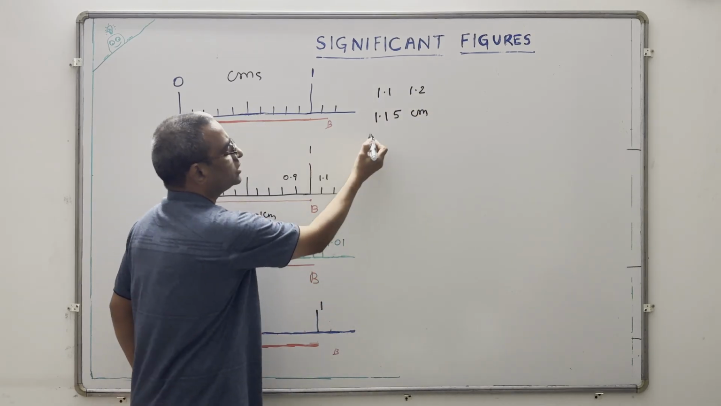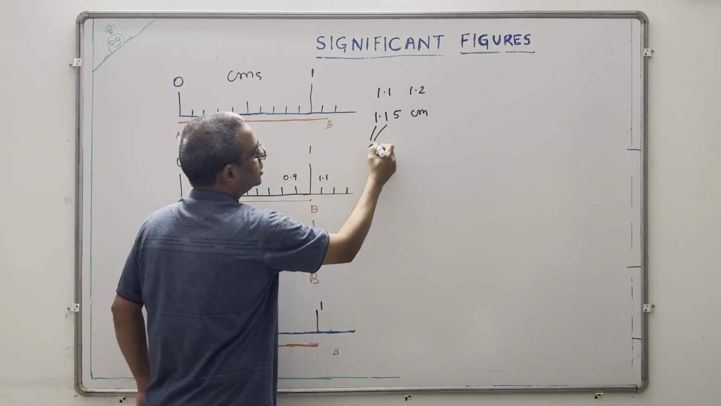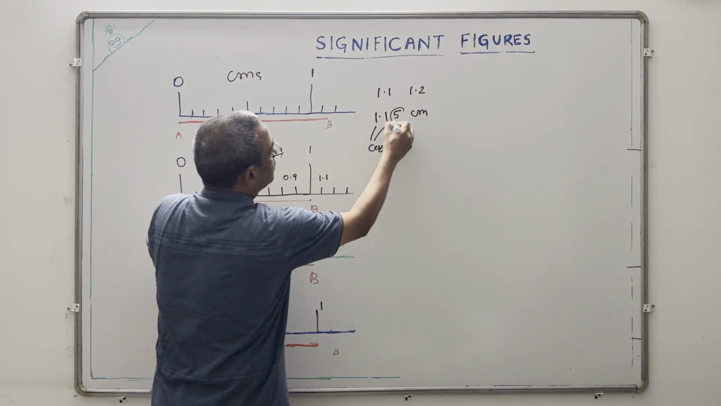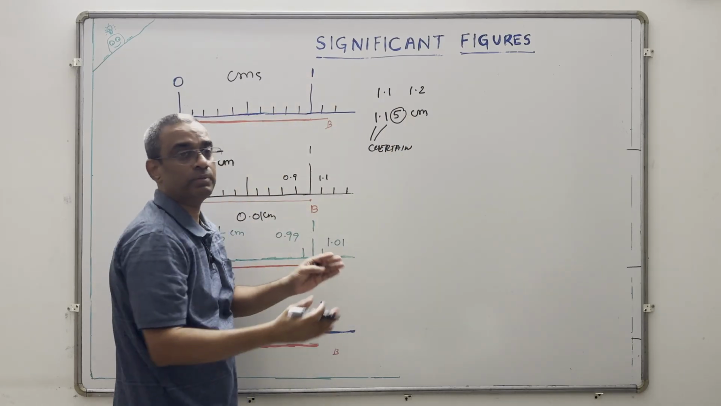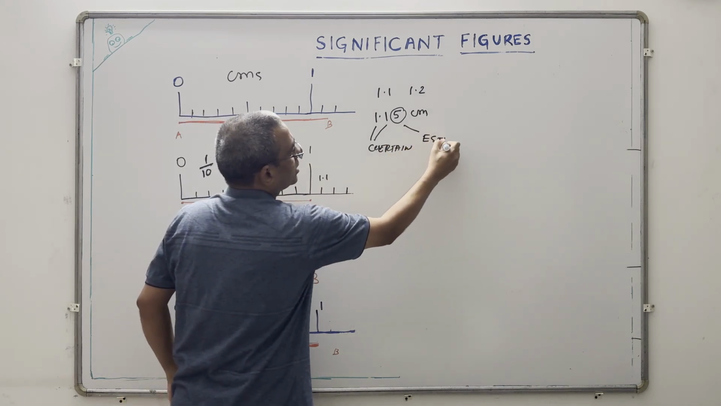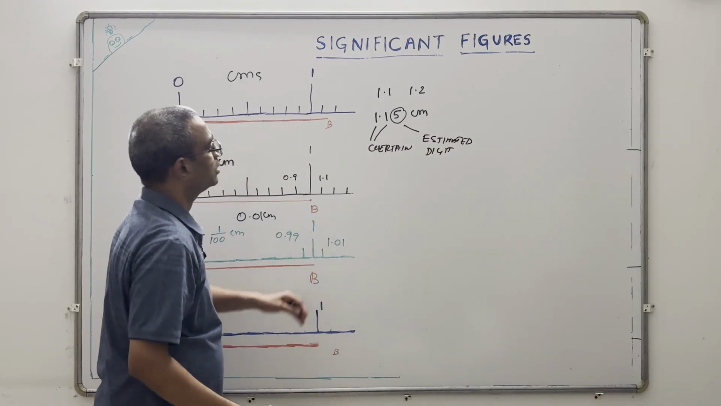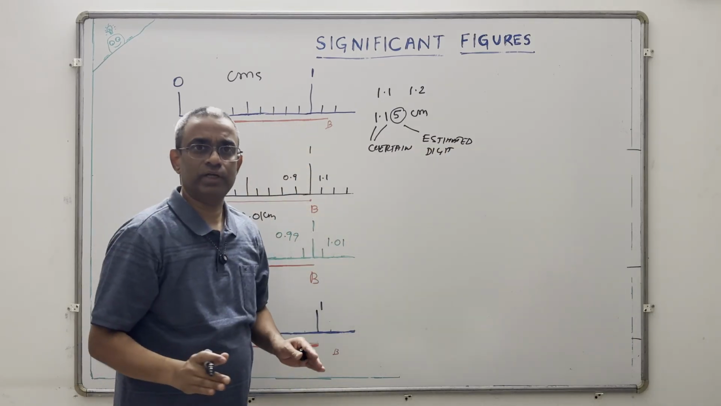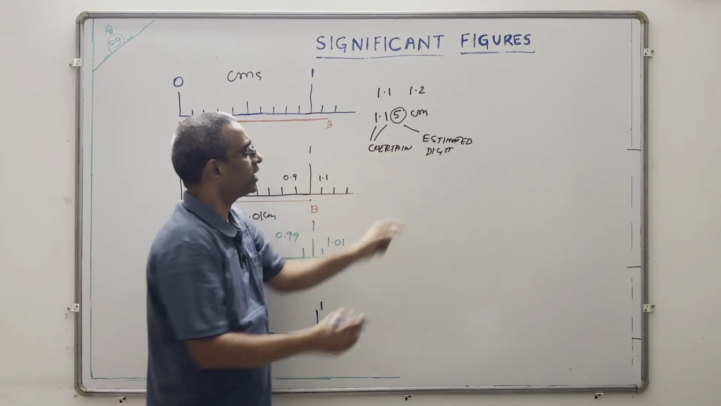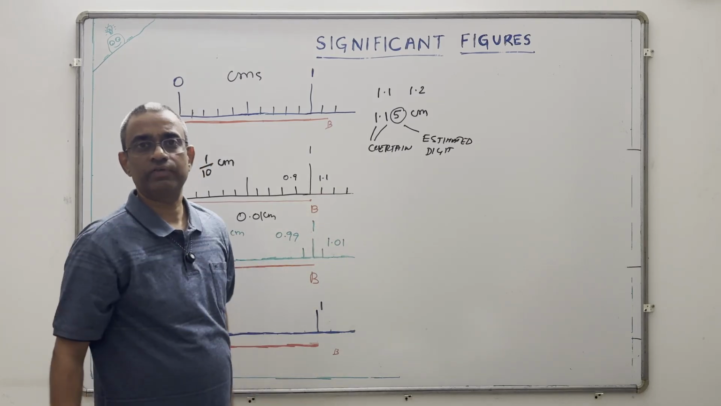So now if you look at this, the 1 and this 1 are certain digits. These are absolutely certain, whereas this 5 is an estimate. I'm estimating it to be somewhere in between. So this is the estimated digit. So in every measurement, we have certain figures and one estimated digit. All these put together are called significant figures.